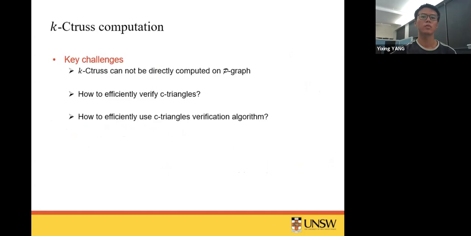Now, let's turn to k-C-truss computation. There are some key challenges for computing the k-C-truss. The first one is that the k-C-truss cannot be directly computed on the P graph. The second one is how to efficiently verify C triangles in HINs. The last one is, given a C triangle verification algorithm, how to efficiently use it.